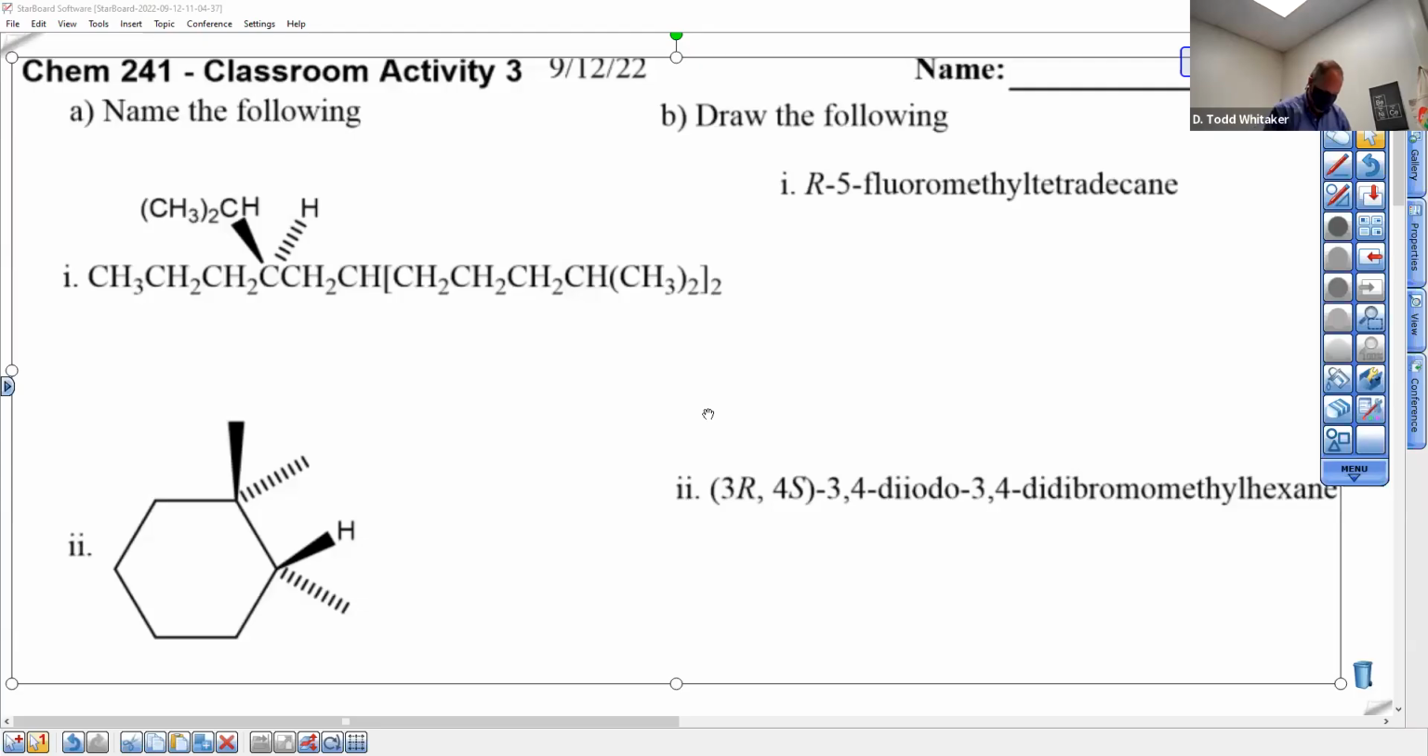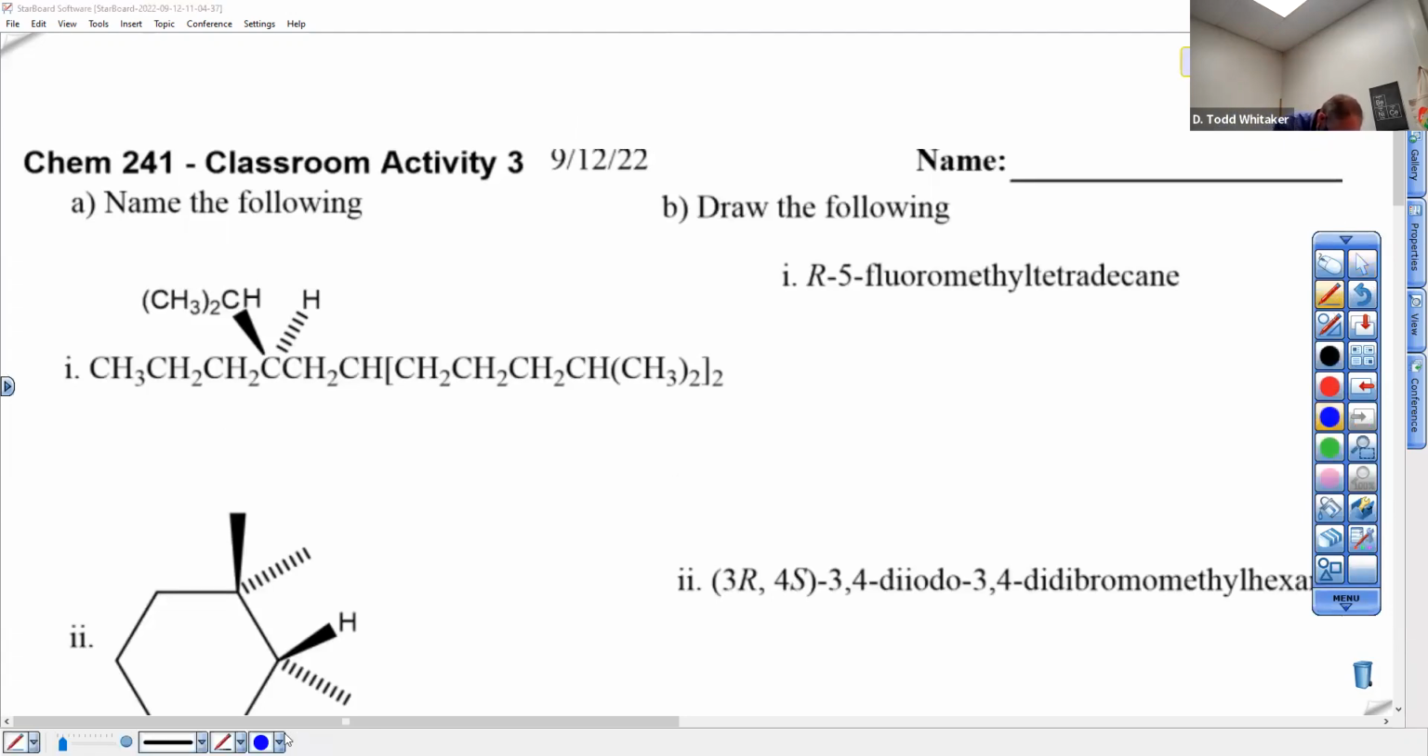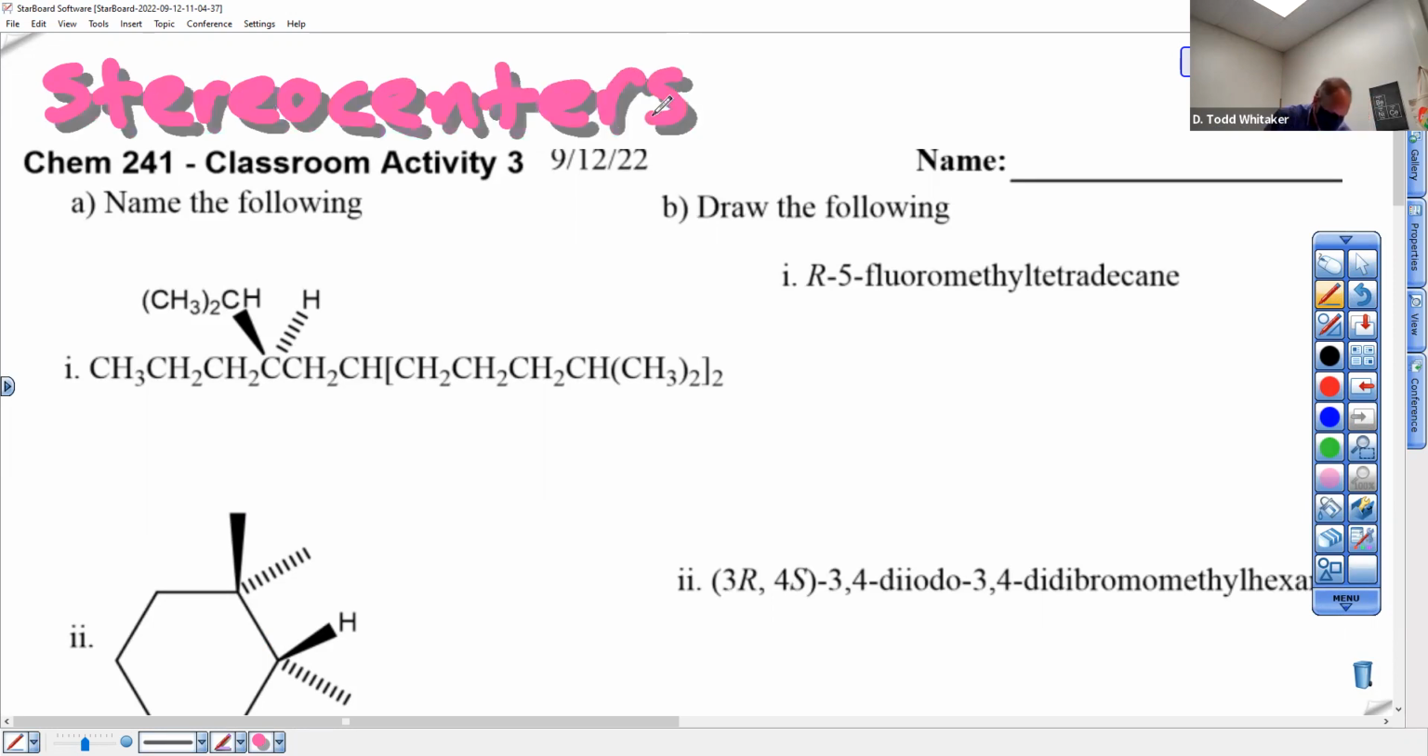Nomenclature continued. We're going to talk about something called stereocenters now. Stereocenters. Need something fancy for that. How about this one? Not fancy enough. How about a shadow? There we go. So, name the following.